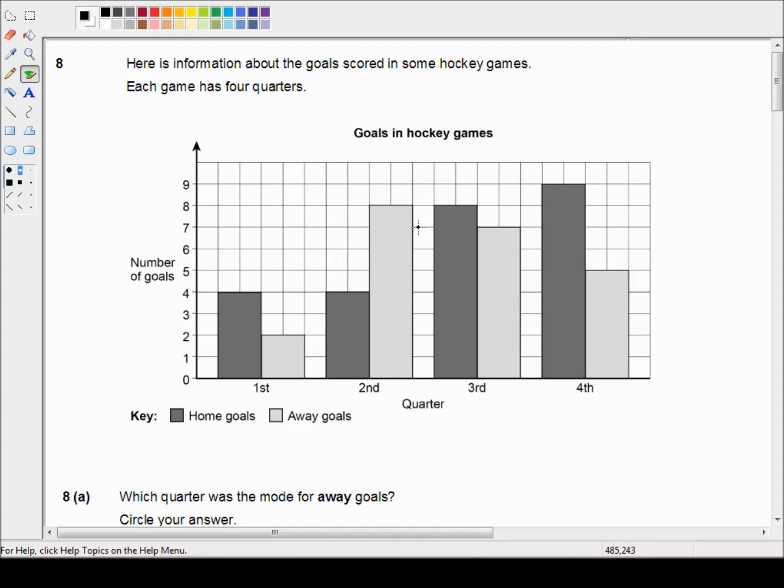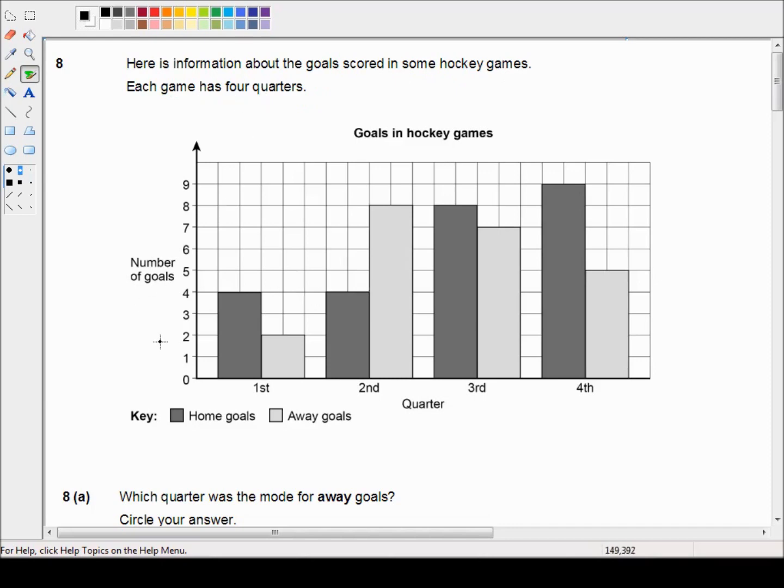In this video we're looking at the 8300 series. This is the June 2017 past paper. It's the third paper in the foundation tier. It is a calculator paper, so we are allowed to use calculators, and we're picking up in question 8, which reads, "Here is information about the goals scored in some hockey games. Each game has 4 quarters."